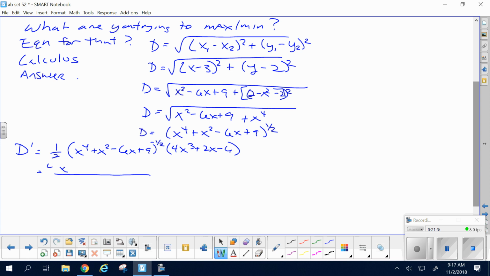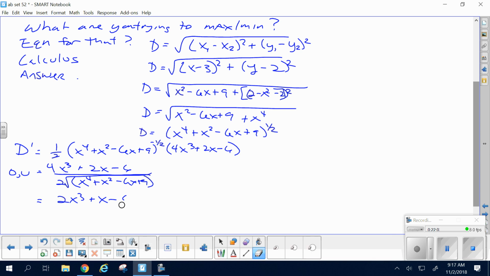Why wouldn't it be? Did I make a mistake? I might divide a 2 out of there. So 2x cubed plus x equals 6 minus 3 rather.